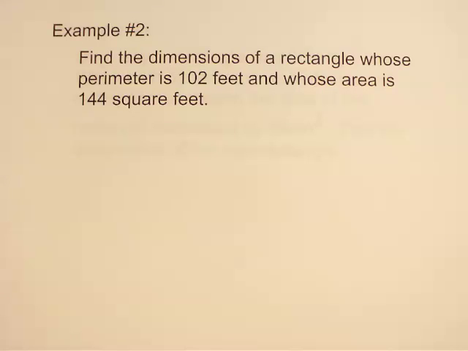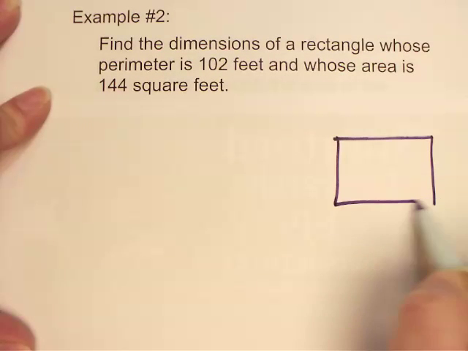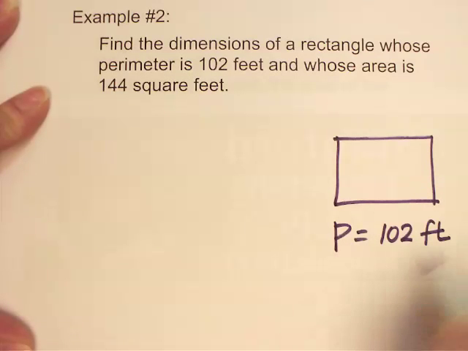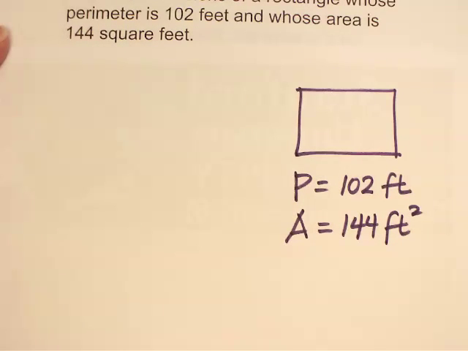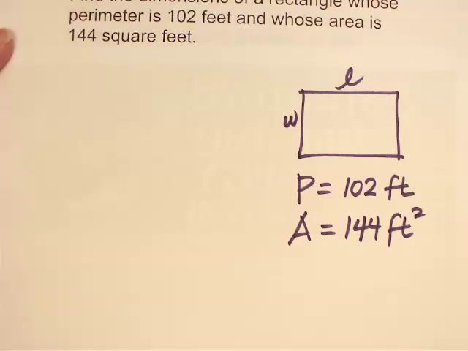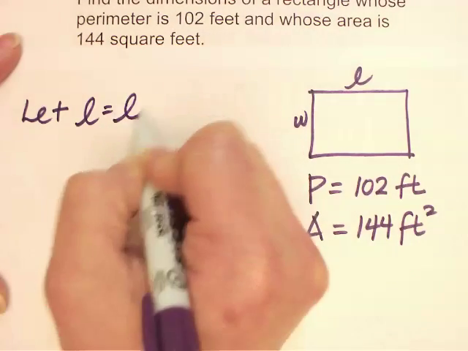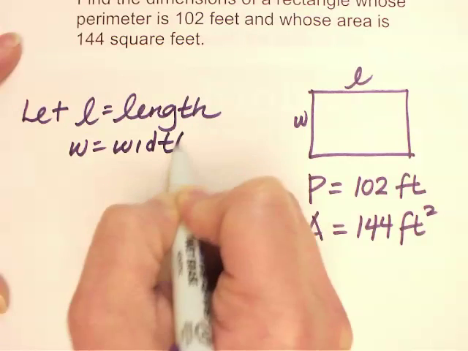So I'm going to go ahead and draw my rectangle. I need a rectangle whose perimeter is 102 feet and whose area is 144 feet squared, or square feet. And I know I'm going to have a length and a width for my rectangle. So let me go ahead and define that right now. Let L equal the length of my rectangle, and let W equal the width of my rectangle.